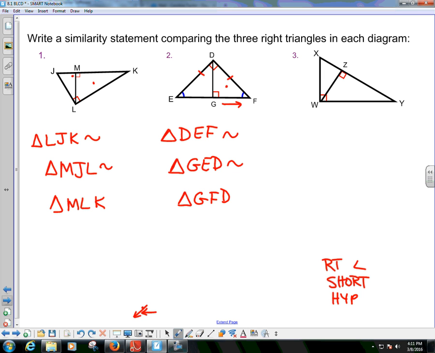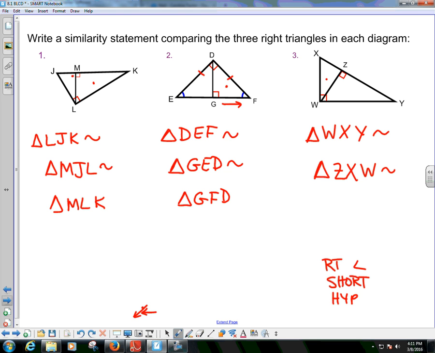All right, number three is much similar to one. We don't have to worry about the fact that it's an isosceles. So I'm going to start with my big triangle at the right angle. So W across the short leg to X and across the hypotenuse to Y is similar to, all right, I'm going to go for my smallest triangle. I'm going to start at angle Z. That's my right angle. I'm going to go across the short leg to X and then down the hypotenuse to W. So that takes care of my small triangle.